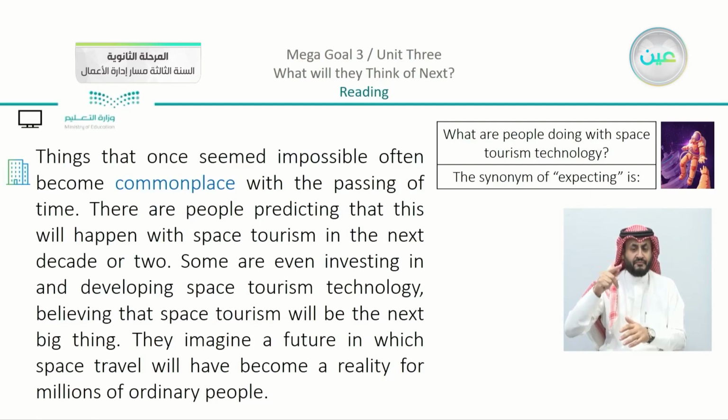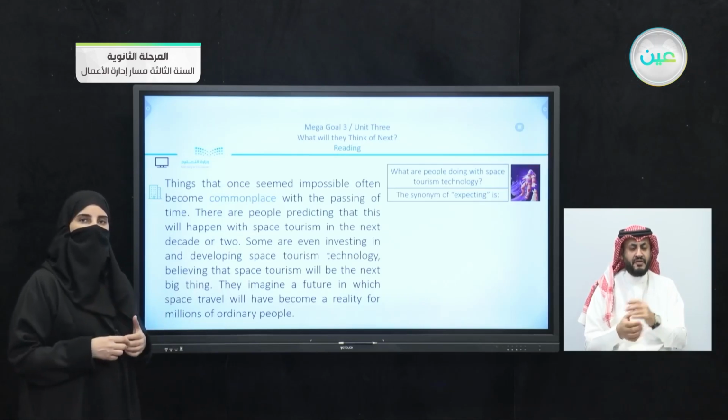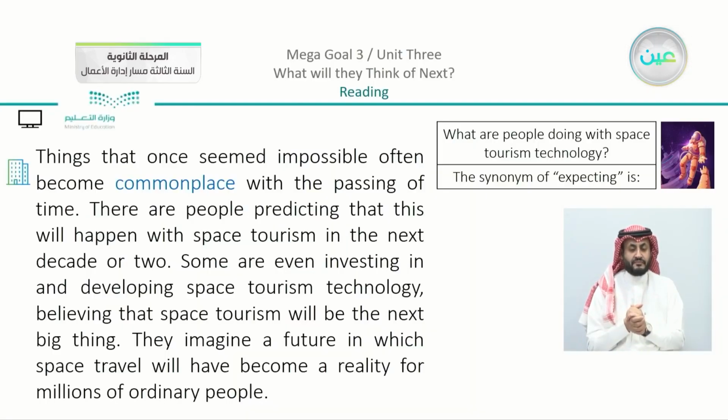So here, first of all, you can see that I have in the blue color the vocabulary that we studied in our last lesson. So now we can relate and we can go through the words, just to revise their meanings. Now I'm going to look for the first question. What are people doing with space tourism technology? You can scan quickly and you can find the answer here: they are investing in and developing space tourism technology. And for the synonym of expecting, we can say here that the meaning is predicting.